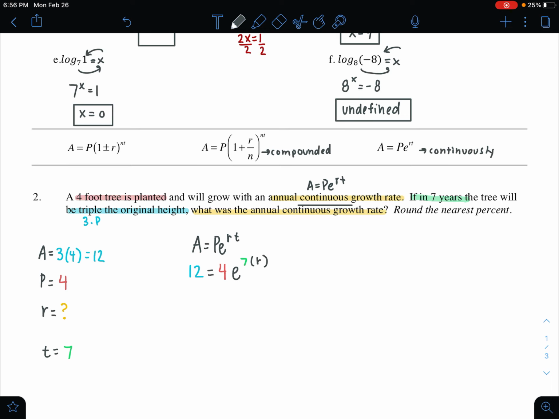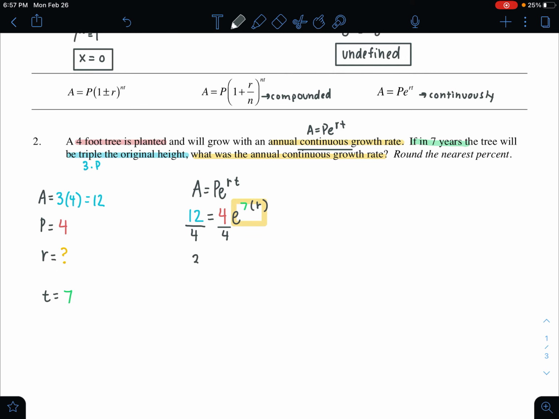Okay, our goal is to always get our exponential by itself. So what value has an exponent? The e. So we need to get the e by itself. Since the 4 is being multiplied with it, we need to divide both sides by 4. And we get 3 equals e to the 7 times r.